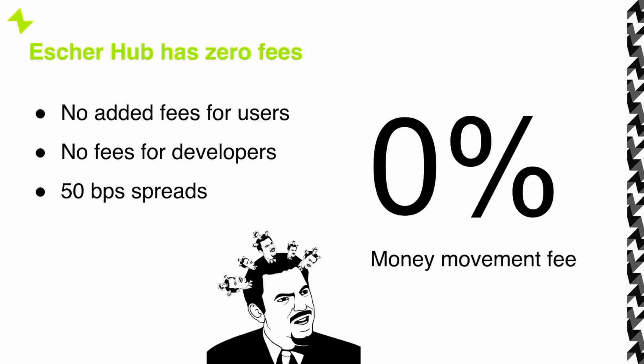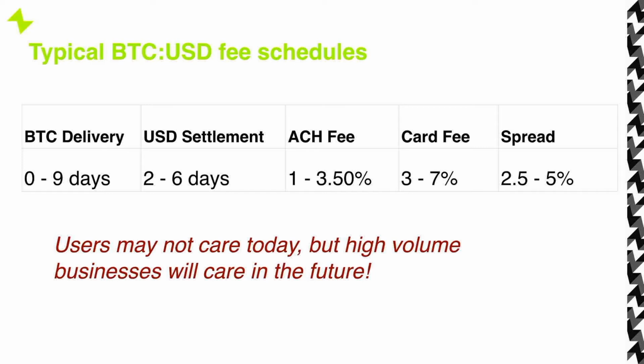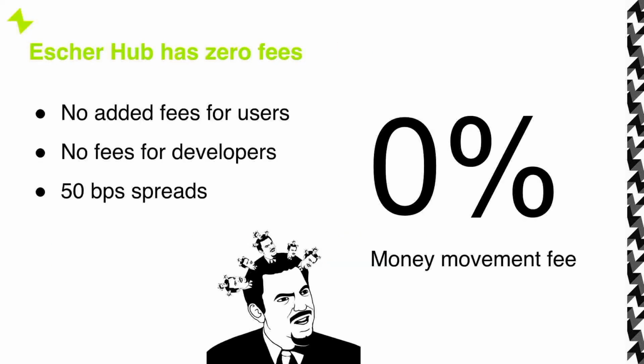0% money movement fee. Nobody in the industry does this. This is huge. No fees for users, no fees for developers, and a 50 bip spread. So if you go back to this slide, the spread that you're paying when you buy on most apps or websites or exchanges is anywhere from 2.5% to 5%, which is a massive amount of slippage. And then if you're paying with credit or debit card, there's a fee for that. ACH, there's a fee for that. And generally, there's a trading fee that the wallet or service provider just adds on there for their own benefit. So this effectively makes FOSS wallets or FOSS tools the cheapest place to buy Bitcoin. And that's our goal. We want community tools to be the cheapest, fastest place to buy Bitcoin.